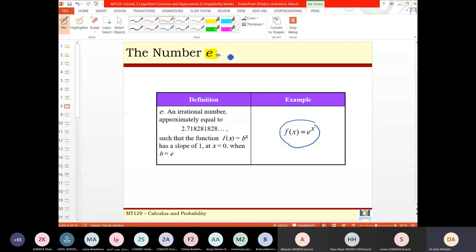Okay, what is this E? This is 2.7182818 and so on. It's a number. What's the special thing about this E? The special thing in the function f of x equal to e^x is that it has a slope 1 when x equal to 0. يعني مشتقة الفانكشن هذه عند ال 0 is equal to 1. This is the special thing about this exponential.